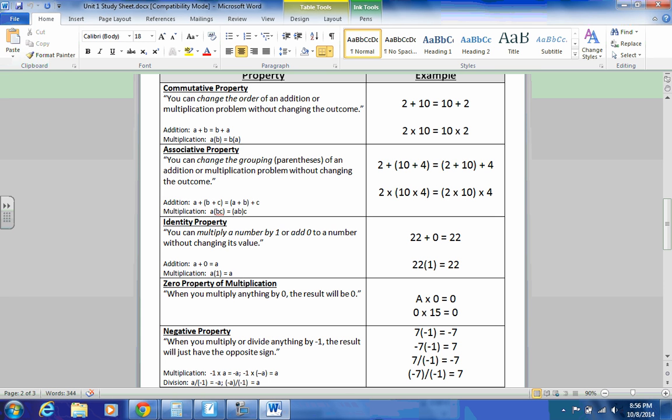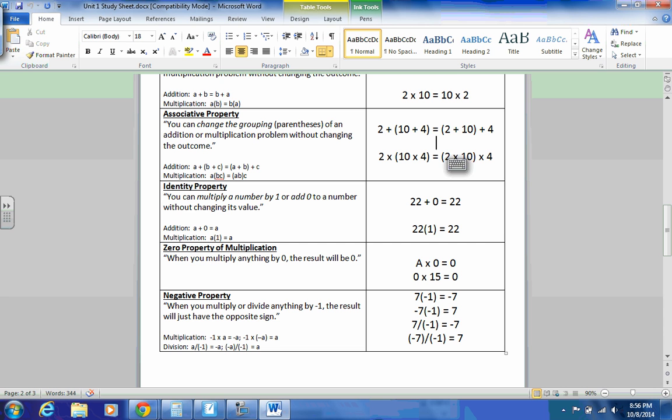Third one is the identity property. And if you remember anything about identity, it's who you are. And if we're talking about numbers, it's what that number is. So in this case, we have 22. And if you add 0 to 22, it doesn't change its identity. It stays as 22. So you can add 0 to any number without changing it. You can do the same thing with multiplication. You can multiply any number by 1, and it won't change the identity. So that's just stating the identity property.